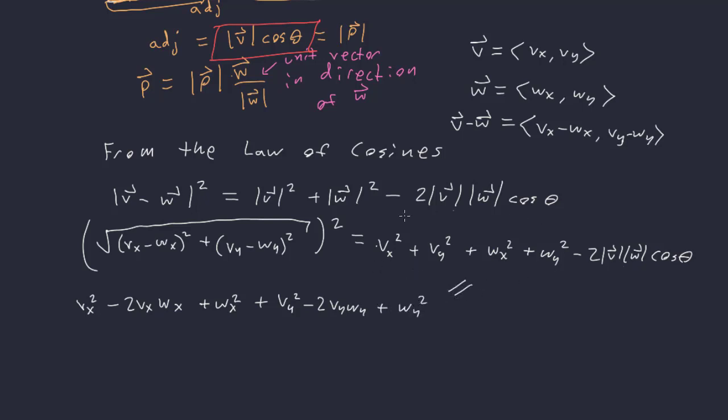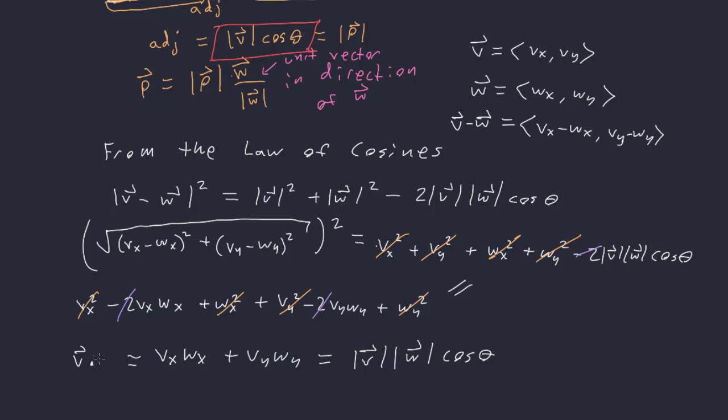And this is going to be equal to the same thing over here, so I'm not actually going to copy it down because we have a lot of things that cancel. Right, these vx squareds cancel, these wx squareds cancel, the vy squareds cancel, the wy squareds cancel, and we're left with a negative 2 on both sides. So I'm going to go ahead and divide out that negative 2 from everything so that we end up with vx wx plus vy wy is equal to the magnitude of v times the magnitude of w times cosine theta. And this, the x components of v and w multiplied together, the y components of v and w multiplied together, that is the dot product that we just talked about.